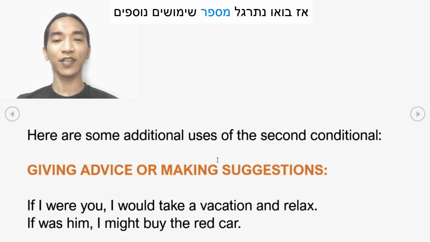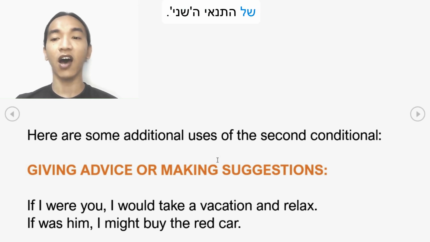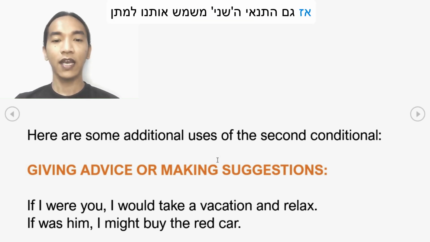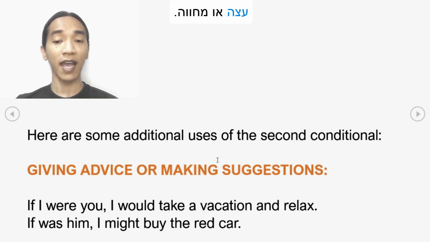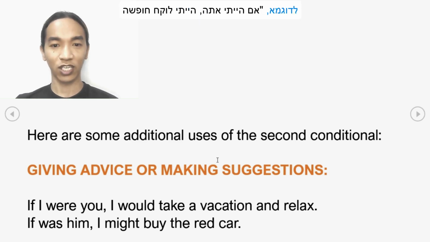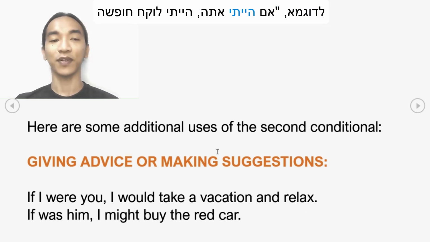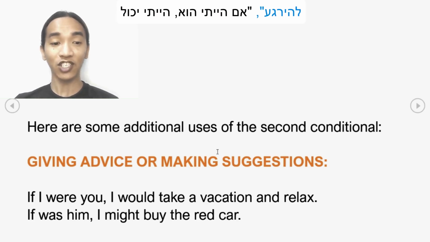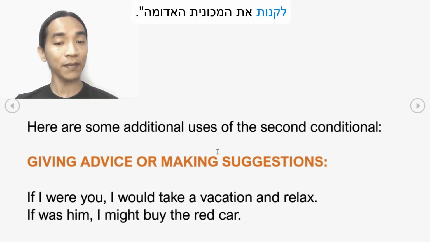So let's take a look at some additional uses of the second conditional. The second conditional is also used to give advice or make suggestions. Like, for example, if I were you, I would take a vacation and relax. If I was him, I might buy the red car.